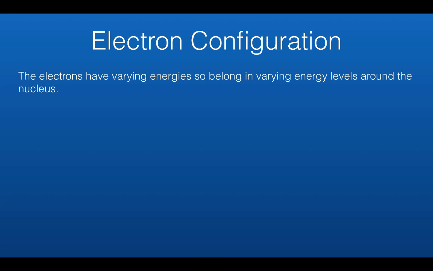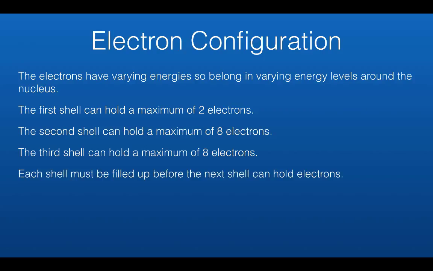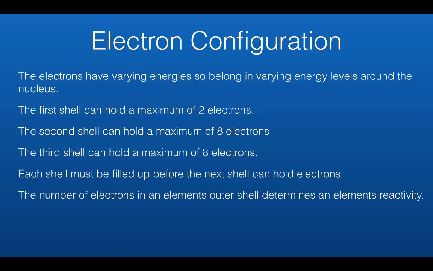The electrons have varying energies, so belong in varying energy levels. The first shell can hold a maximum of 2 electrons. The second shell can hold a maximum of 8 electrons. The third shell can hold a maximum of 8 electrons too. Each shell must be filled before the next shell can hold electrons.